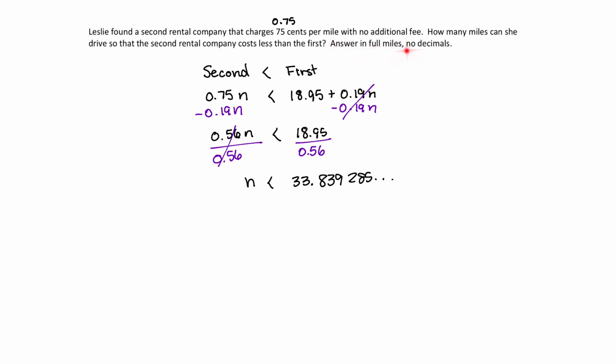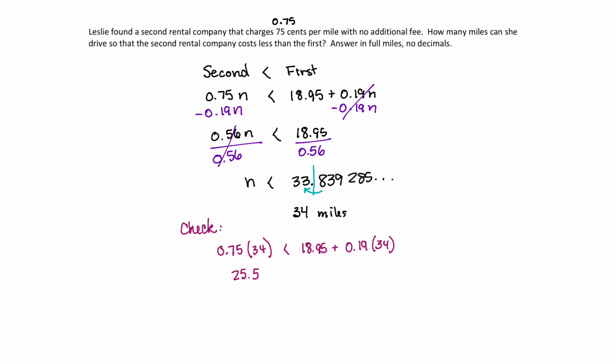Okay, it says answer in full miles, no decimals. Which is what I was bringing up on that first page. If I round this to full miles, that 8 would move the 3 up, right? So it would be 34 miles. Okay, let's check and see. That becomes the check inequality. Putting 34 in here for n and here for n. This is what we get.